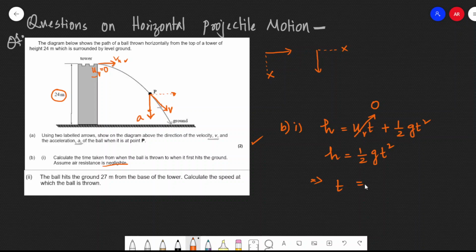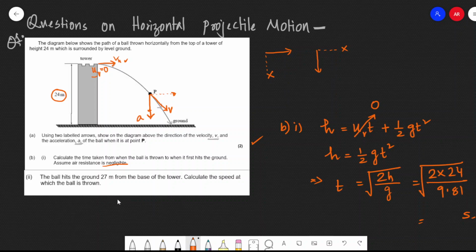So if I make t the subject, t is the square root of twice h over g. We have the value of h, which is 24, and we know the value of g, which is 9.81. So take the root of it, and you will get the answer in seconds, obviously.